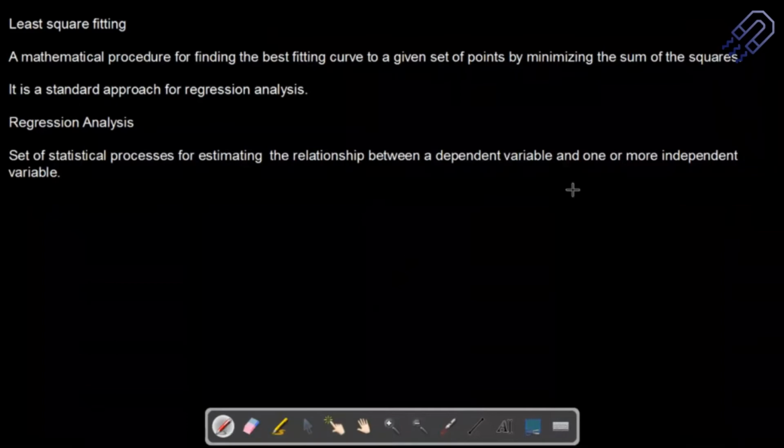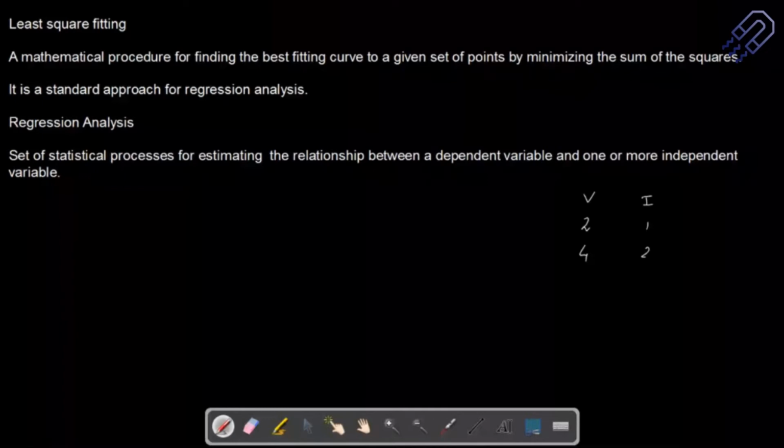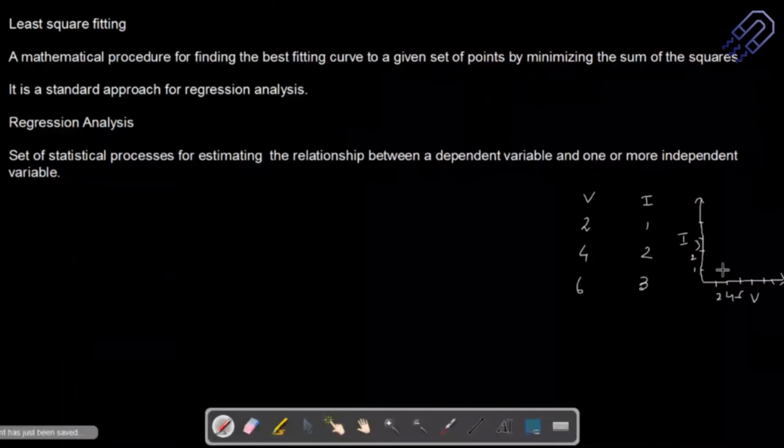Let's say I don't know the relation between voltage and current. I take a voltage of 2 volts and get a current of 1 ampere. I take 4 volts, I get a current of 2 amperes, then 6 volts, I get 3 amperes, and so on. The next step is to plot a graph. I take the independent variable, voltage, along the x-axis and current along the y-axis. Let's say this is 2, 4, 6, and this is 1, 2, 3, and you plot the points here.